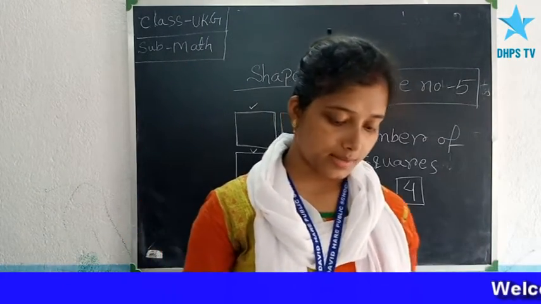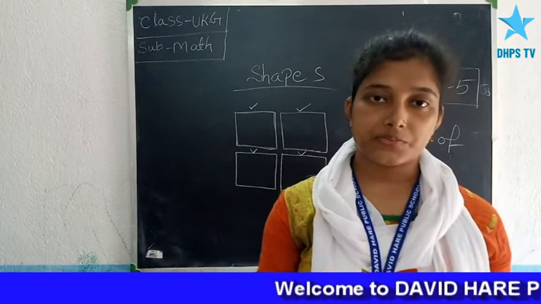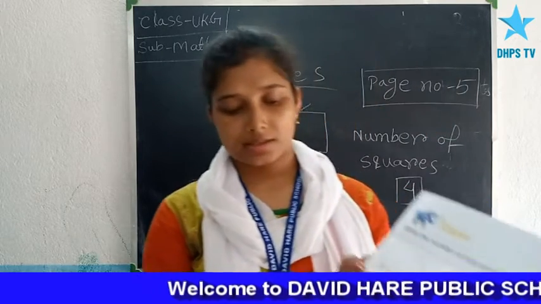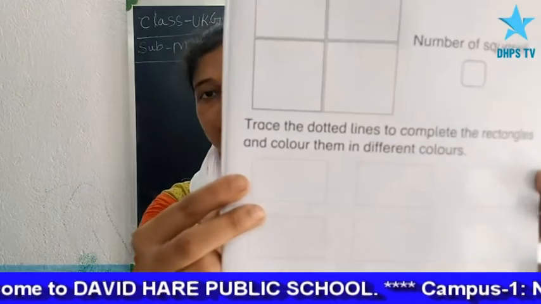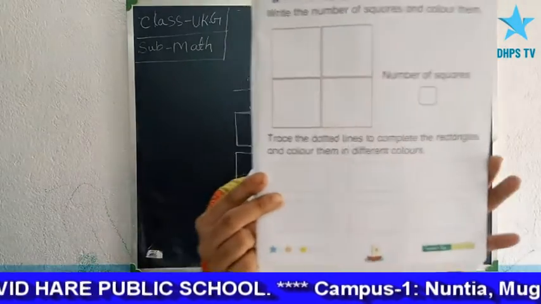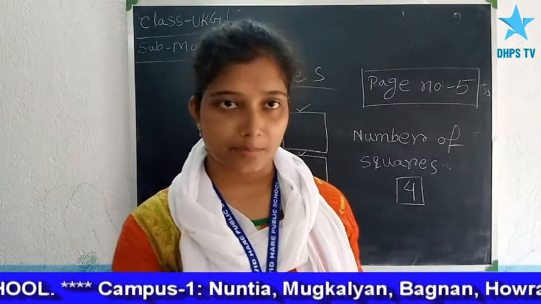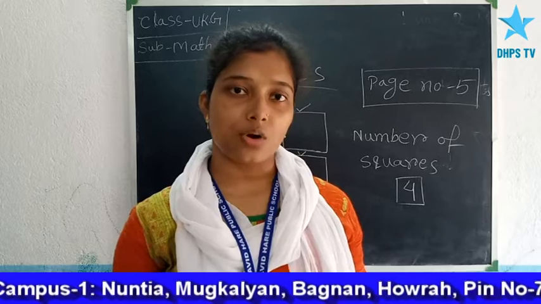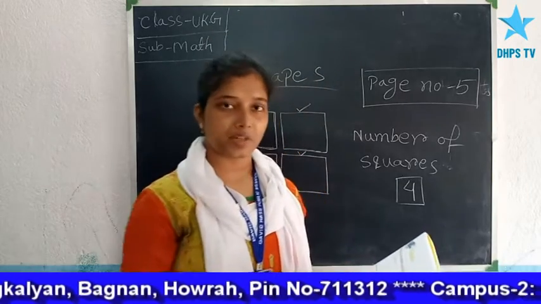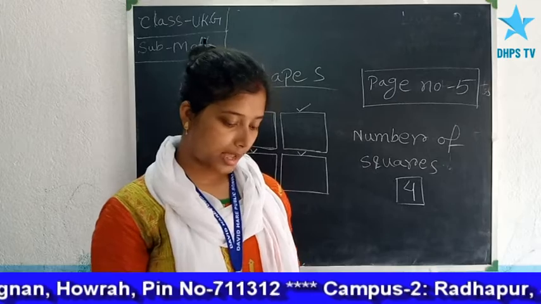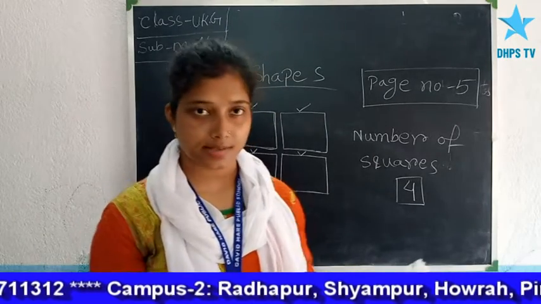Trace the dotted lines to complete the rectangles and color them in different colors. See in your book, there are many dots. So you have to connect the dots to recognize the shapes. When you connect all the dots, you can see the shapes will become a rectangle. And now turn the page number 6.